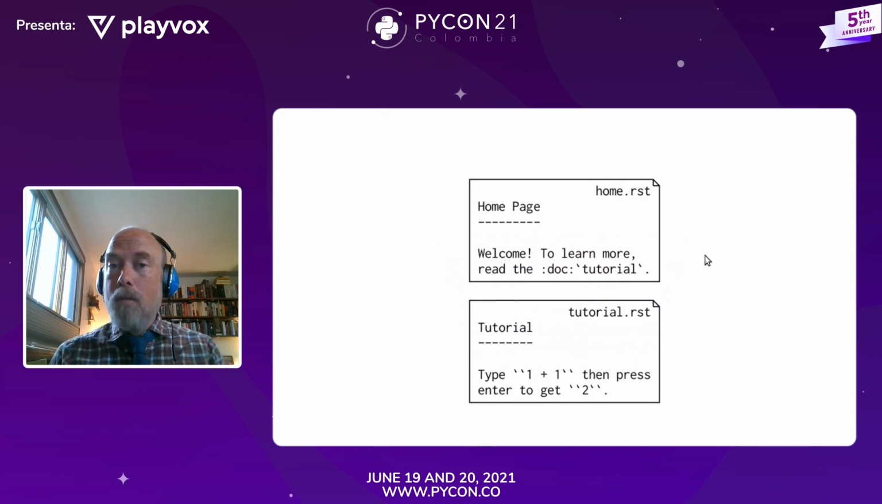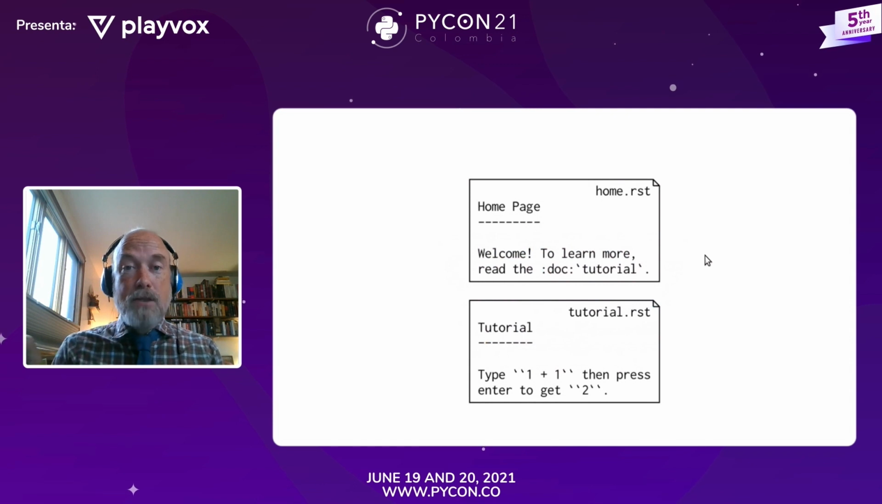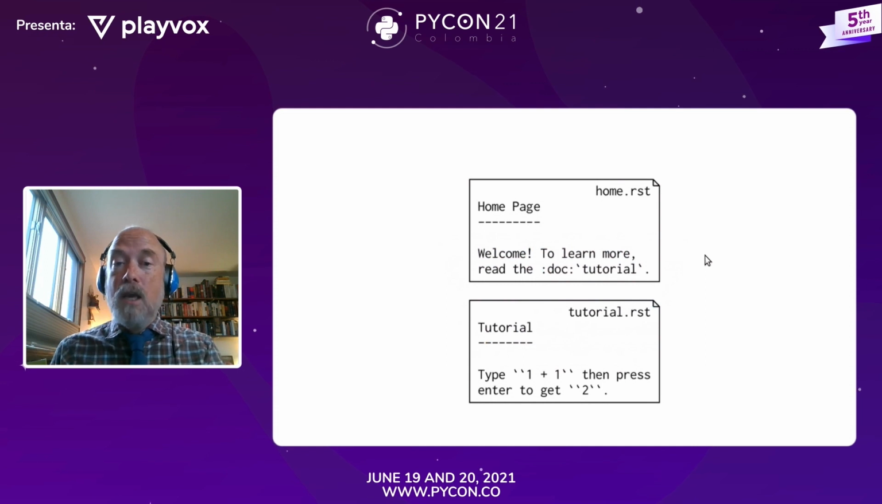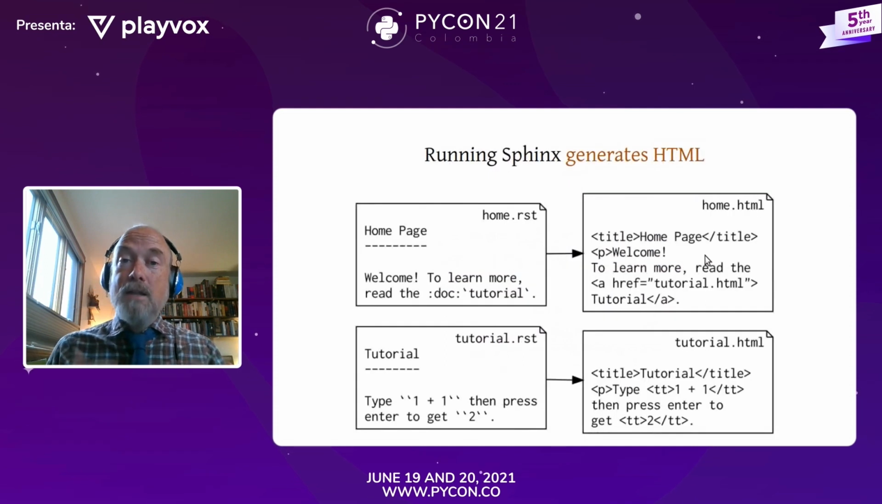You might have a little home.rst file that has a title. You just mark it with an underline and it automatically becomes the title. And in the text, you can use special little codes and backticks in order to mark a cross-reference to another document or text like 1+1 that's supposed to be computer code. You get to just type completely normal characters in your normal editor, and Sphinx turns that into HTML.